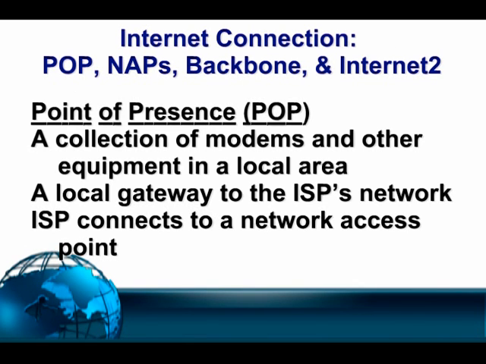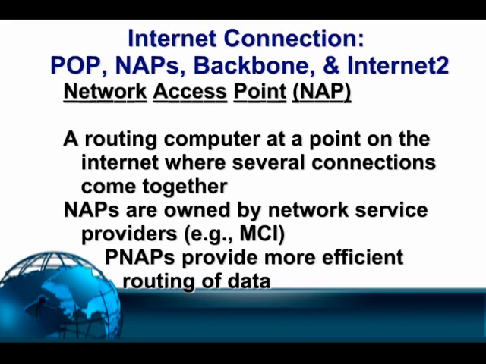Internet connection: POP, NAPs, backbone, and Internet 2. Point of presence, or POP, a collection of modems and other equipment in a local area. A local gateway to the ISP's network. The ISP connects to a network access point, or NAP. A routing computer at a point on the internet where several connections come together. NAPs are owned by network service providers like MCI. NAPs provide more efficient routing of data.